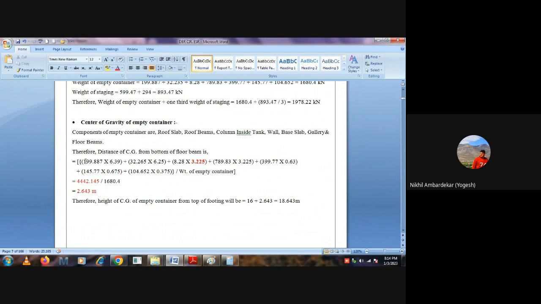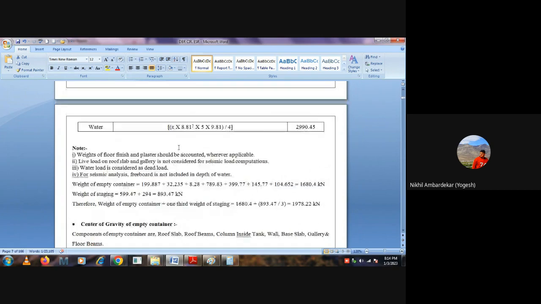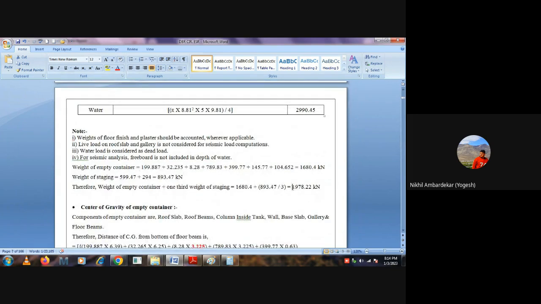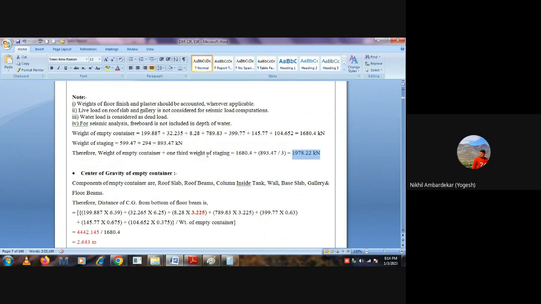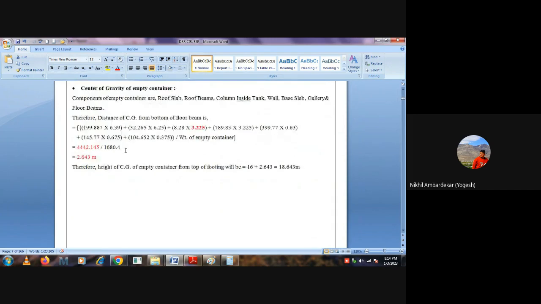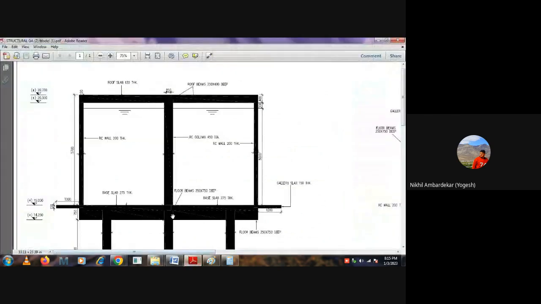We calculated the CG of each structure multiplied by its weight, and we got 4,442 point something, which is divided by the weight of the empty container. So what happened? We get 2.643 meter, and that is from the bottom of this face.